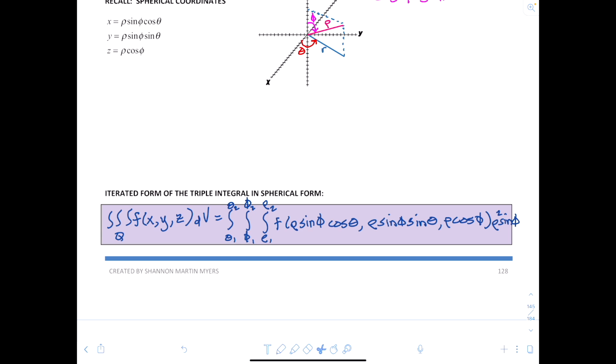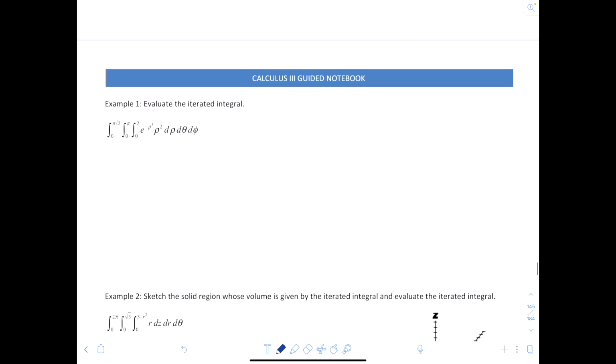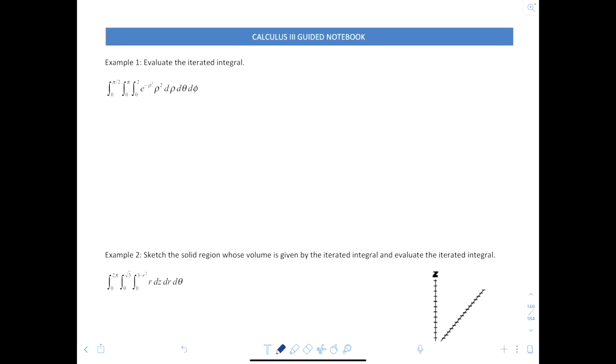Actually, sorry, I'm going to move this bit over. There we go. So now let's take a look at some examples. So first of all, let's just practice evaluating the iterated integral once it is in terms of either, this one is in spherical coordinates, and then example 2 is in cylindrical coordinates. So let's just practice. All right.